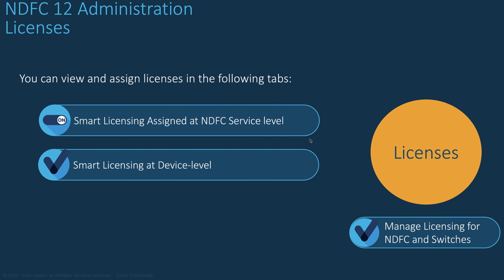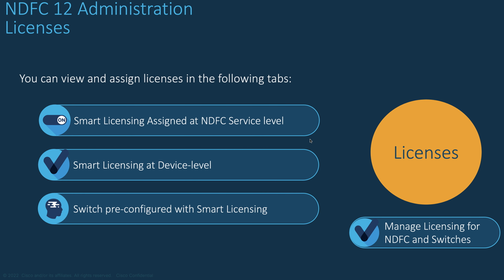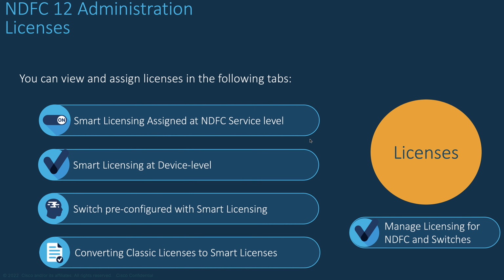Smart licensing is a flexible licensing model that provides you with an easier and faster way to purchase and manage software across the Cisco portfolio and across your organizations. If the switch is pre-configured with a smart license, the Nexus Dashboard Fabric Controller validates and assigns a switch smart license automatically. If needed, and if you are the smart account administrator, you can convert a classic license to a smart license using the self-service methods.